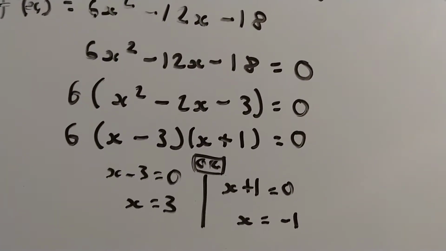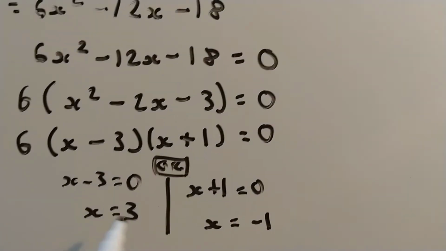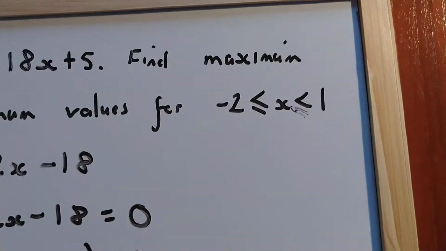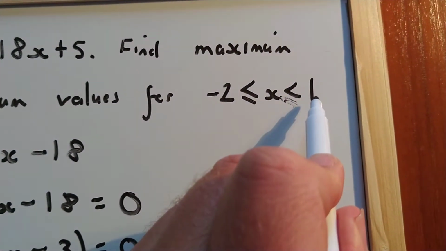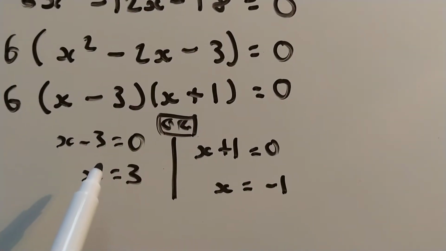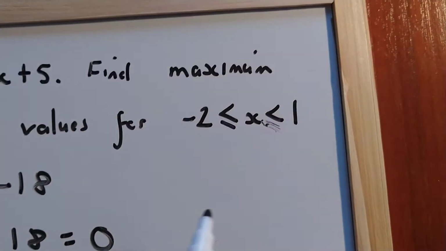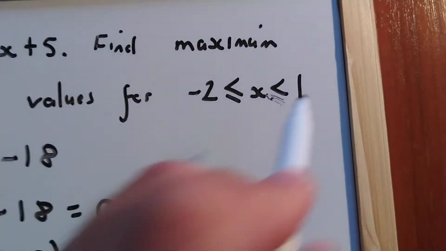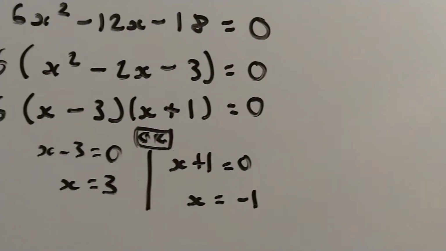So I'm going to substitute these in, except when I look at these values, x is 3 and x is -1, 3 does not lie between -2 and +1. 3 is outside of that interval, so I don't need to worry about x equals 3. That's not part of the question anymore. But the negative 1, well, of course, that does lie between negative 2 and plus 1, so I need to consider my endpoints and the negative 1.